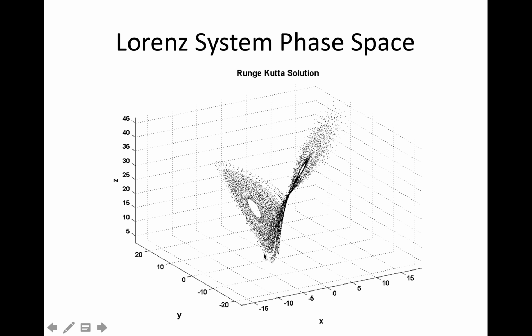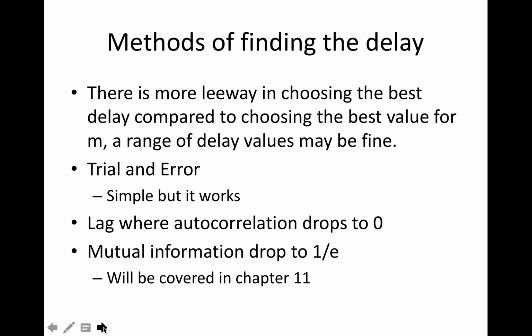So the point is, if you don't have a high enough dimensionality, those 2 points will look like they are nearest neighbors when in fact they are not. So just keep that in mind as we now discuss different methods of finding the delay. So how do you find the delay and how do you find the dimensionality?